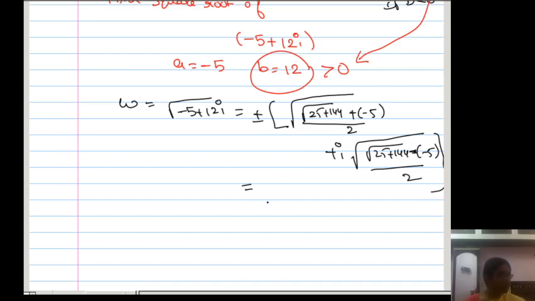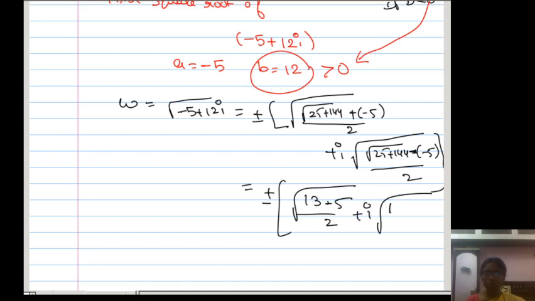If you simplify this, 25 plus 144 is 169. Under root 169 is 13. 13 minus 5 is what? 8. 8 by 2, 4. Under root 4. So under root of (13 minus 5) by 2, plus i under root of (13 plus 5) by 2, now plus or minus. 13 minus 5, 8, 8 by 2, 4.